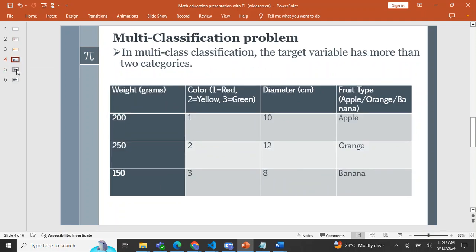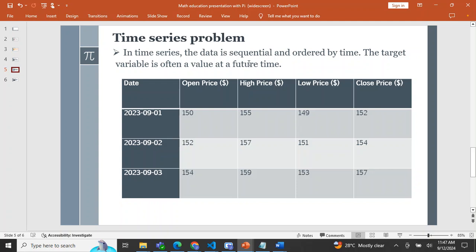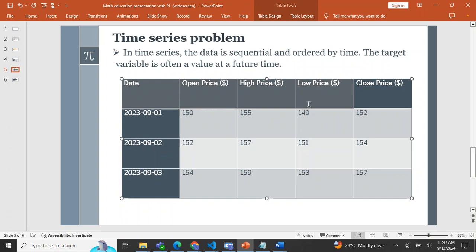Okay, we've looked at multi-class, now we'll look at time series. In time series, the data is sequential, right, and ordered by time. So the target variable is often a value at a future price. These are all continuous variables, which are the independent variables. This is the target variable, which is the close price. This is actually what we're trying to make meaning out of. We are trying to predict and explain. It's the outcome we're interested in, right? So this is our target variable, which is the close price.